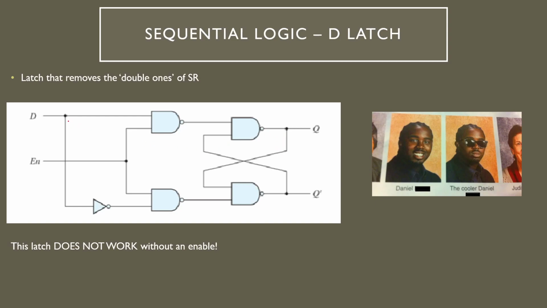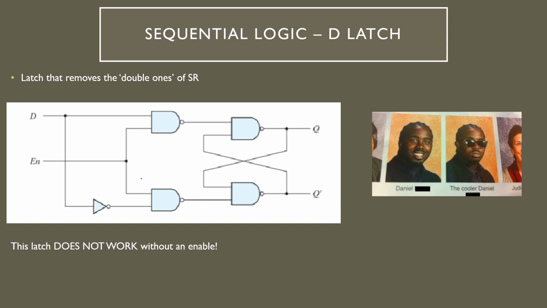The D latch is a special version of the SR latch which removes the double ones of SR by connecting R as D complement and S as D. If you notice, you might realize that this latch does not work without an enable. If you remove this enable, this turns into a switch, where if I set D equal to 1, it has Q equal to 1, and if I set D equal to 0, it has Q equal to 0, so it doesn't remember anything.